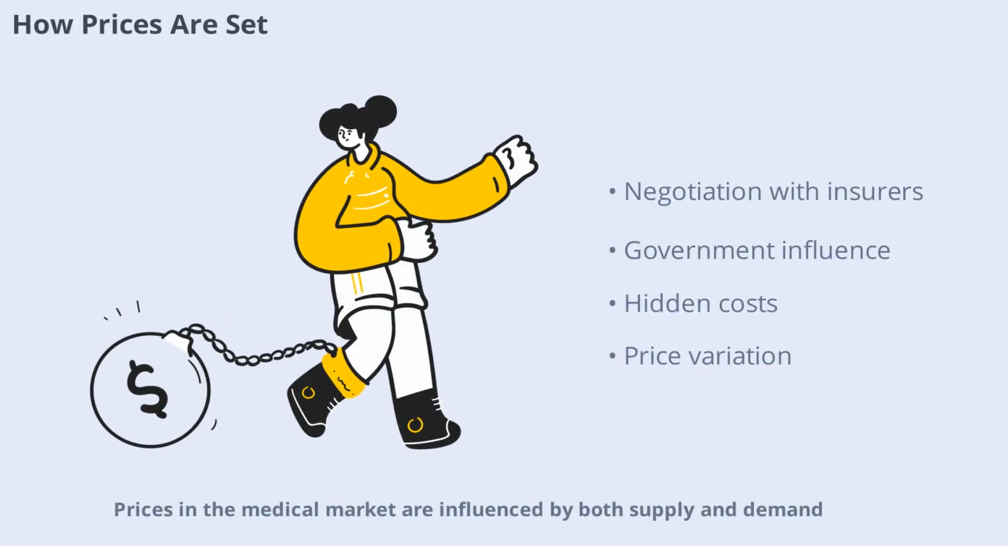Prices in the medical market are influenced by both supply and demand, but also by regulations and insurance companies. Unlike other markets, patients rarely pay the full price directly. Instead, insurance and government programs often cover a portion of the cost. This can lead to higher overall prices, as providers and manufacturers negotiate with insurers rather than patients. Understanding how prices are set helps explain why healthcare costs can vary so much.